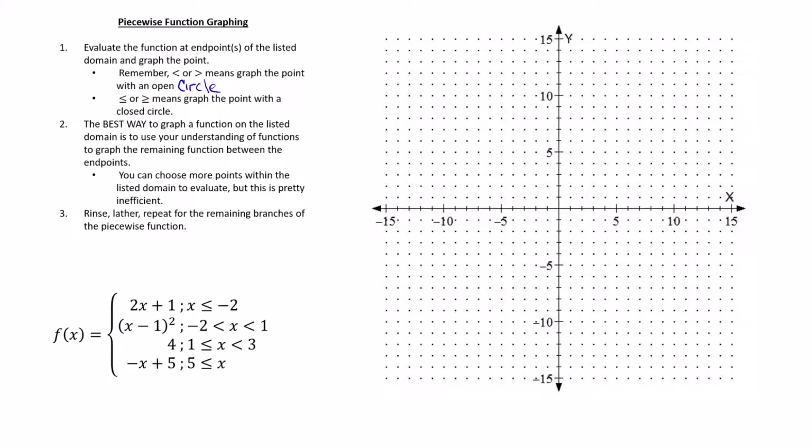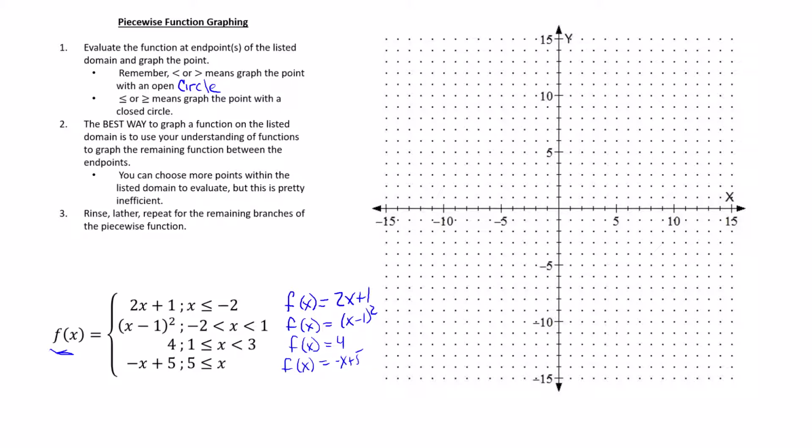So first thing is actually reading what this says. I found that sometimes students don't actually know what this means. Right? So it's basically saying that we have four different functions. f of x is equal to 2x plus 1. f of x is equal to (x minus 1) squared. f of x is equal to 4. And f of x is equal to negative x plus 5.